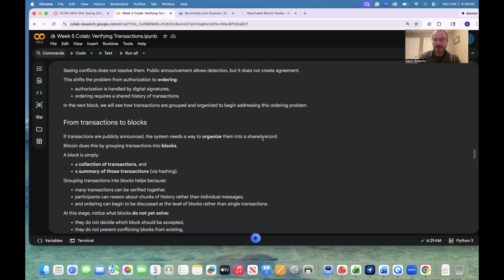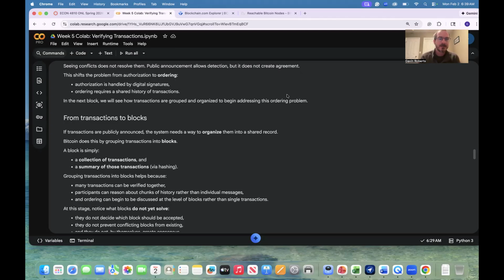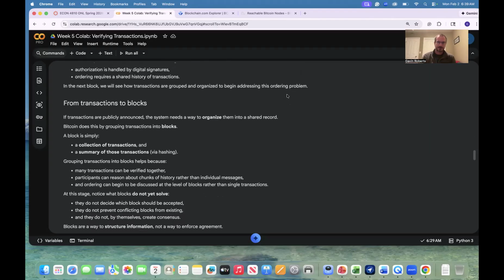Seeing conflicts does not resolve them. Public announcement allows detection, but it does not create agreement. So if everybody shows up at the village board and sees that I've tried to send the same coin to two different people, how are we going to decide who actually gets the coin if there's not an obvious order in that transaction? So now this shifts the problem from authorization, which we've done, to ordering. What order should transactions occur in?